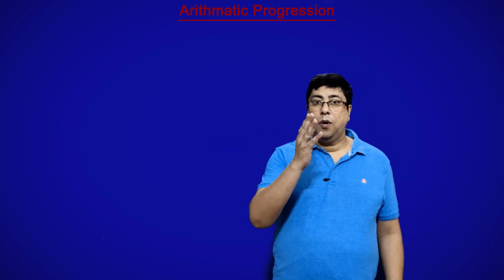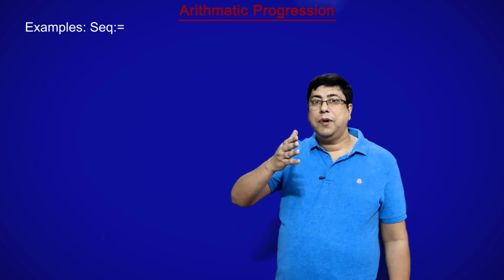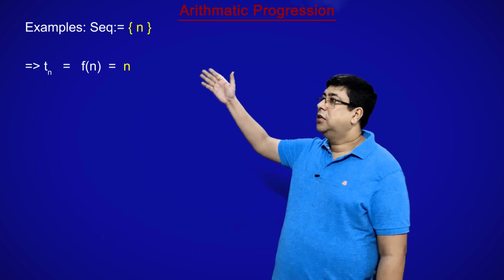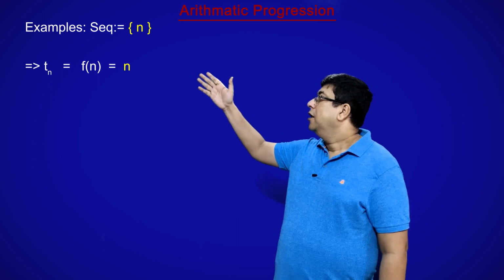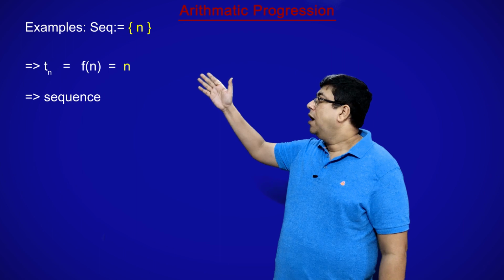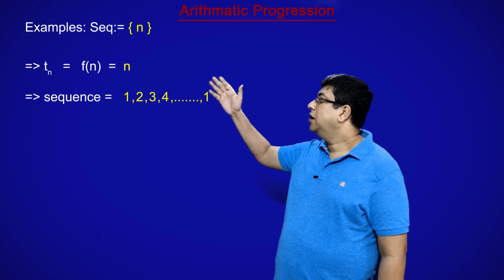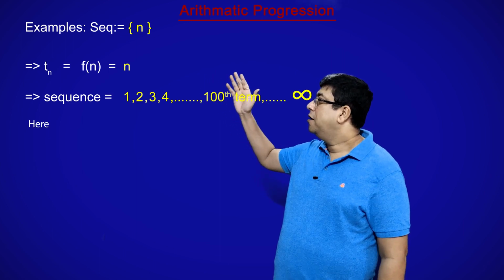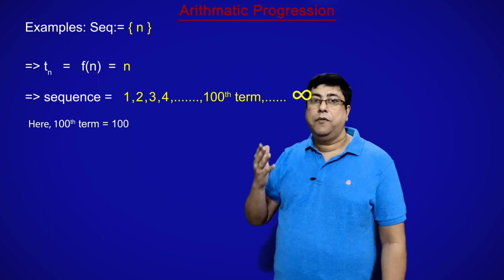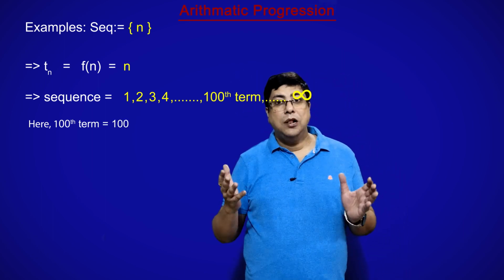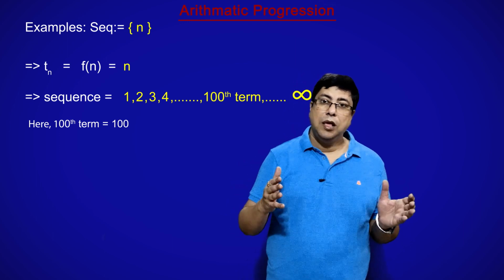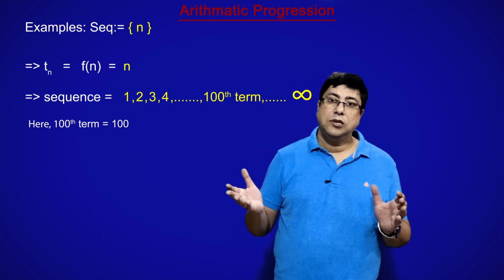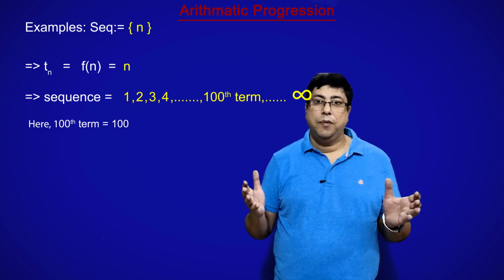One more example I am giving you: the sequence is n, that is the general term is n. It means the first term is 1, the second term is 2, the third term is 3, like that. The 100th term is 100, and it will go up to infinity. In this way, by putting n equal to any natural number, we will get the terms easily.